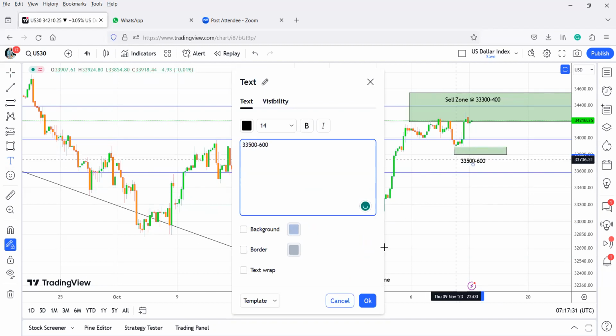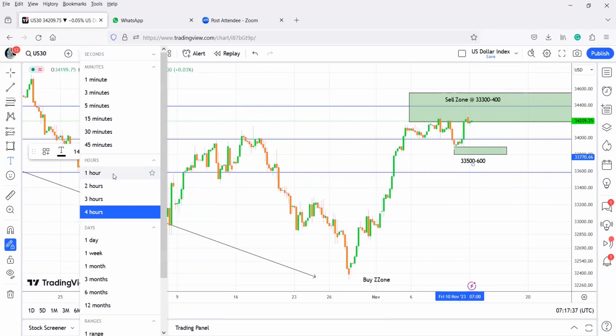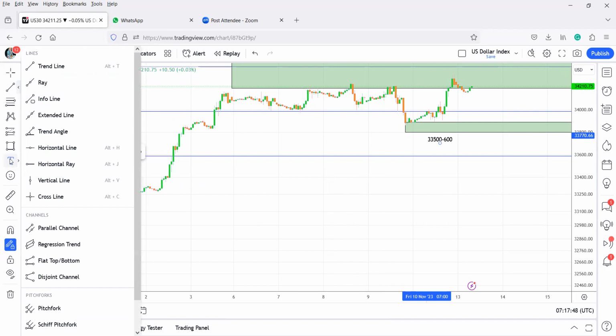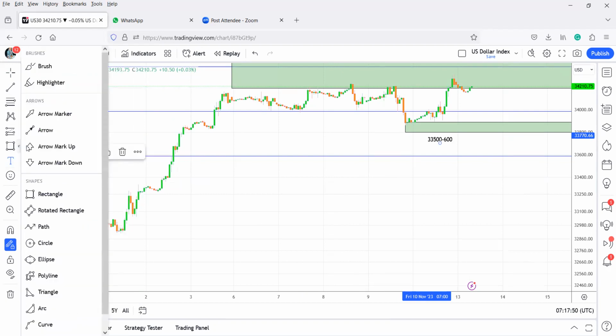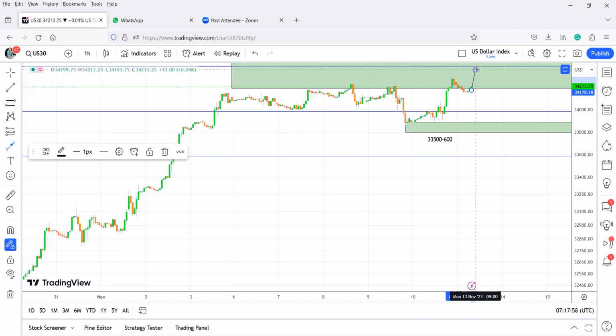So how are you going to trade Dow Jones? Again, let me take the 1 hour chart so that you can trade intraday there. Okay, intraday, there is one more spike expected. There should be a 5 wave rally ideally. So expect one more spike towards 33,400. Remember, that is our sell zone.